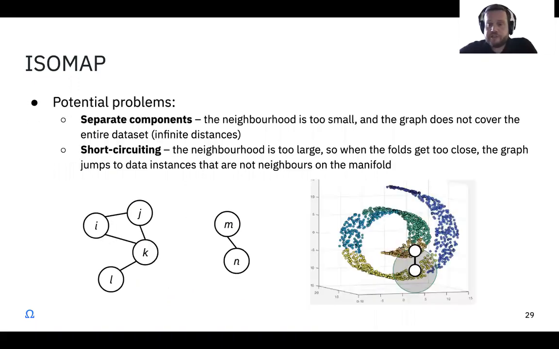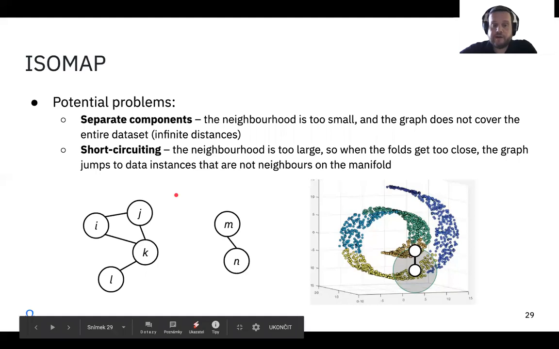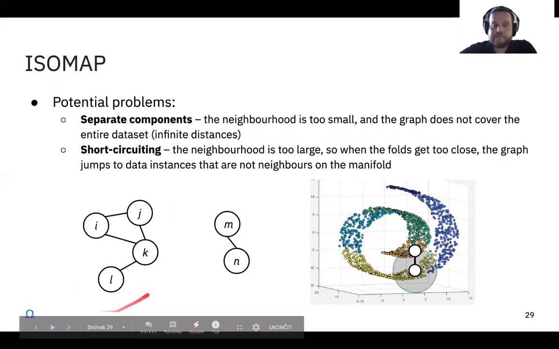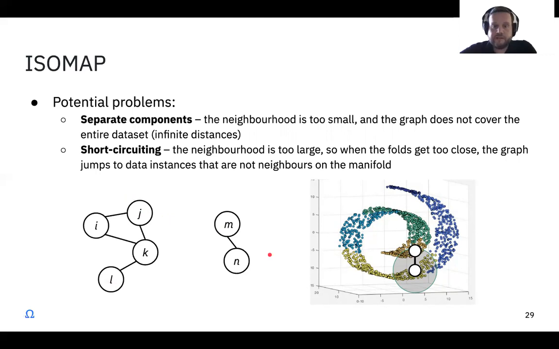ISOMAP actually has two potential problems, and one is separate components. That's what we see here on the left. So if we select our neighborhood to be too small, then the graph will not cover the entire data set. So if we have a data set of 6 points here, and we select a too small neighborhood, then there will be no connections between these two parts, and effectively these distances are going to be infinite.